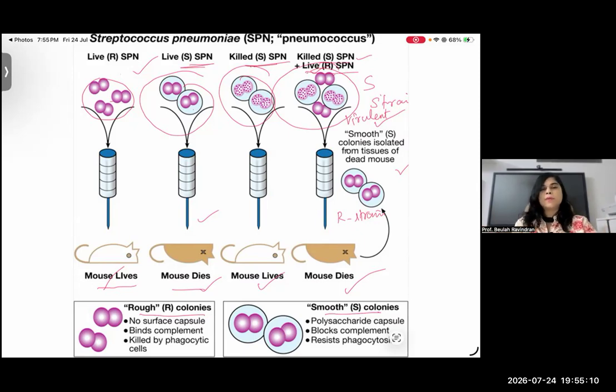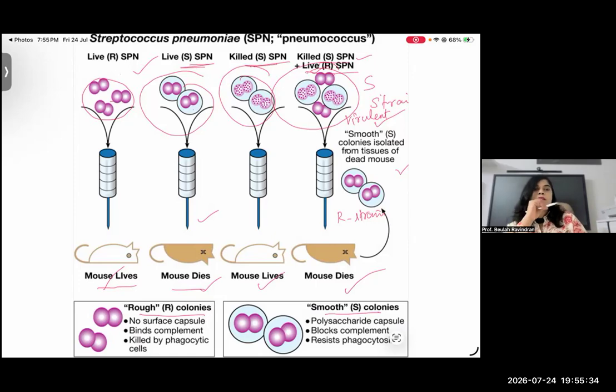Because of this transforming principle, R strain was able to develop a smooth polysaccharide cover and become virulent. By this experiment, it was proved that some genetic material has been transformed from heat-killed S strain to live R strain. But the nature of the genetic material was not established here.